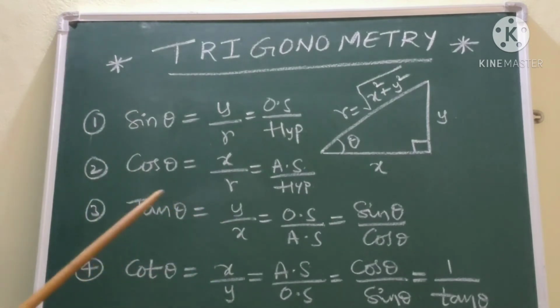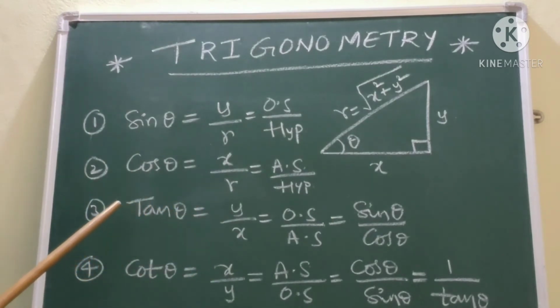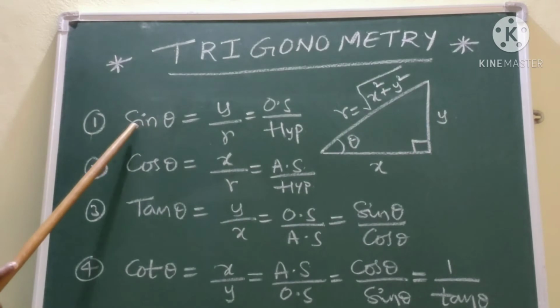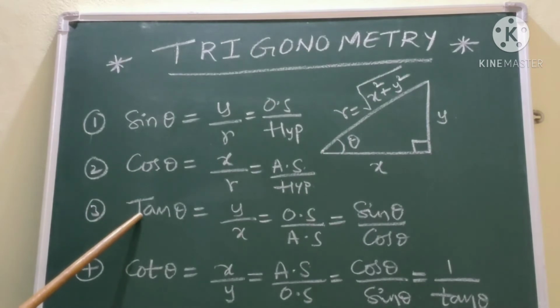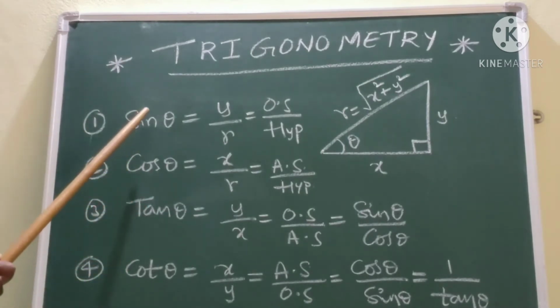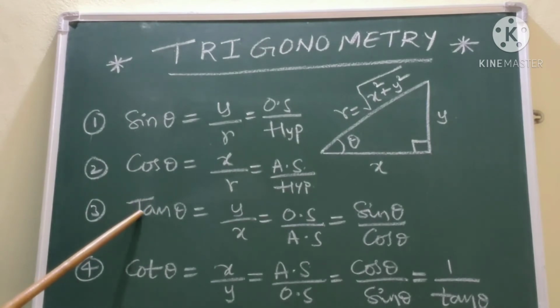So these are the main trigonometric ratios. Sin theta, cos theta, which means cosine theta, and tan theta, which means tangent of theta. From these three, we have to find the remaining 3 also.